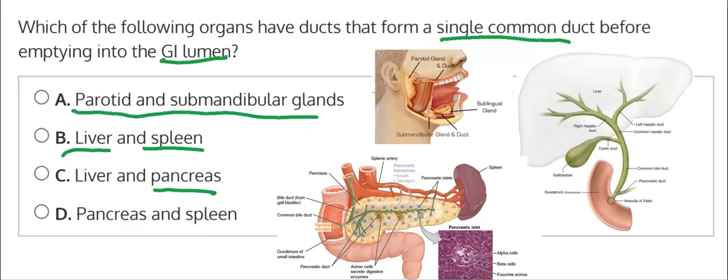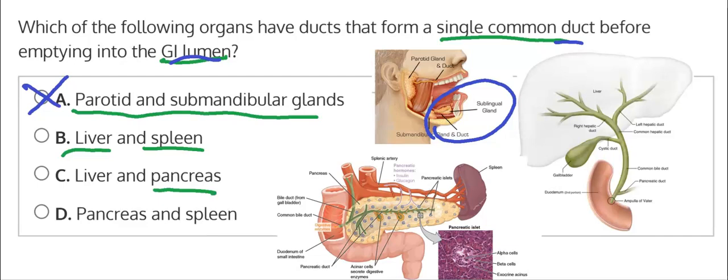So option A says the parotid and submandibular glands, and these are glands that you could see here that are part of the mouth. Even though they may be involved in the digestive process, because digestion begins in the mouth when you start chewing, that doesn't mean that these glands go from this duct down to a GI lumen. These glands stay within the mouth. They don't connect directly to the GI system, so we can eliminate option A.